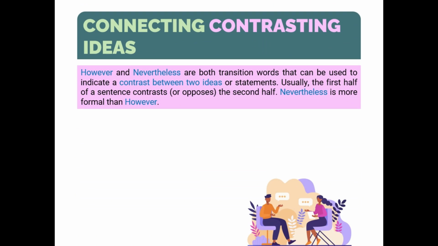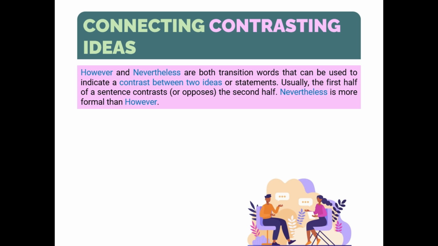Now, however and nevertheless. However and nevertheless are both transition words that can be used to indicate a contrast between two ideas or statements. Usually the first half of our sentence contrasts or opposes the second half. These two words are synonyms, and their biggest difference is that nevertheless is a little more formal and emphatic than however. Also, nevertheless is not used as often as however in everyday conversations. Nevertheless is rather used in academic or business writing.